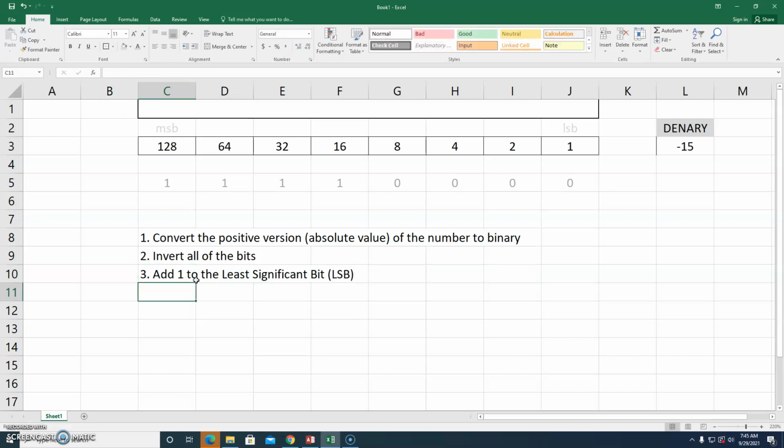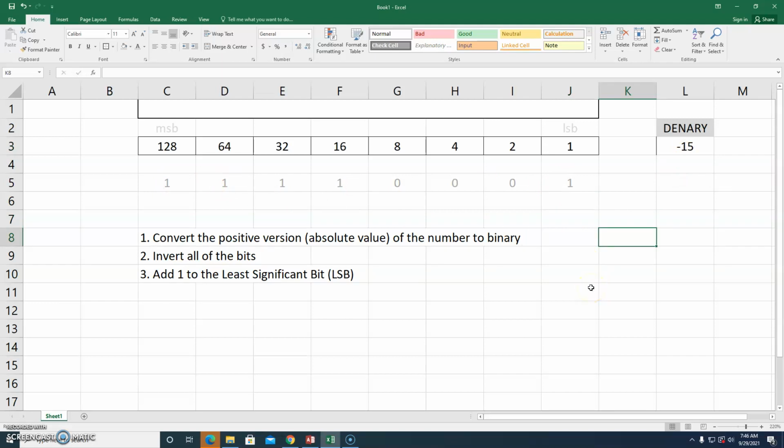Now, the least significant bit in a byte of data is the bit on the right side. It's this one here. This is the least significant bit. Of course, the one on the left side is known as the most significant bit, and we'll talk about that in a minute. So we're going to add 1 to the least significant bit. That is the number negative 15 represented in binary.